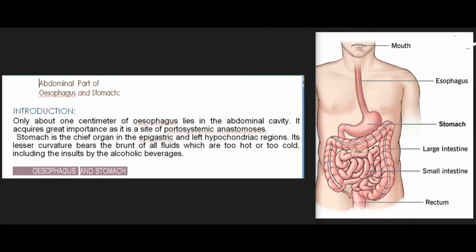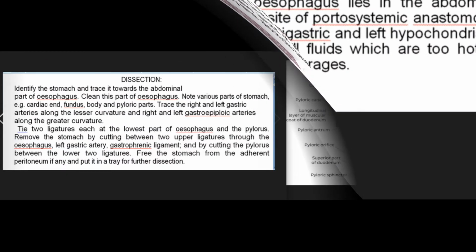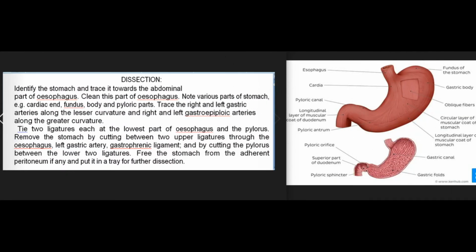Abdominal part of esophagus and stomach. Introduction. Only about 1 cm of esophagus lies in the abdominal cavity. It acquires great importance as it is a site of portosystemic anastomoses. Stomach is the chief organ in the epigastric and left hypochondriac regions. Its lesser curvature bears the brunt of all fluids which are too hot or too cold, including the insults by the alcoholic beverages.